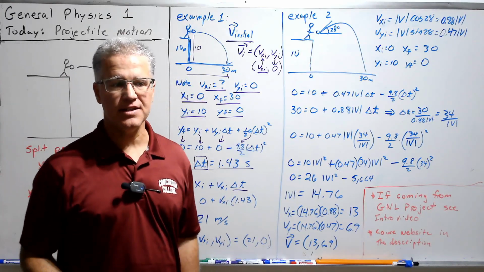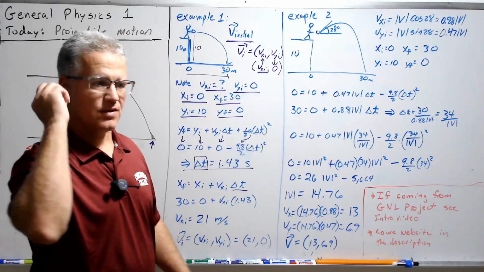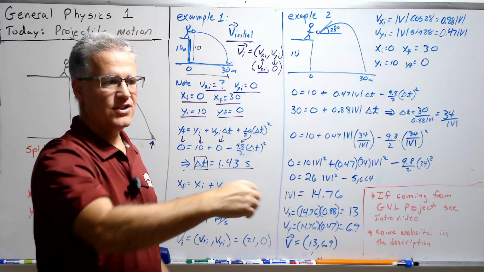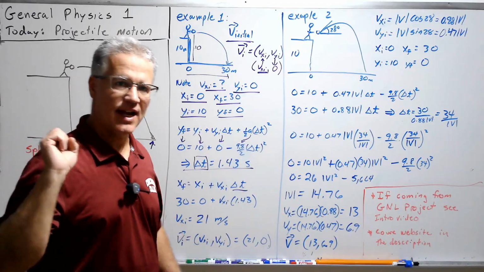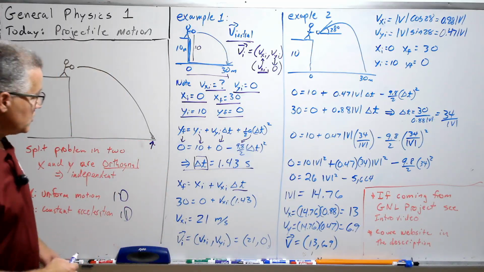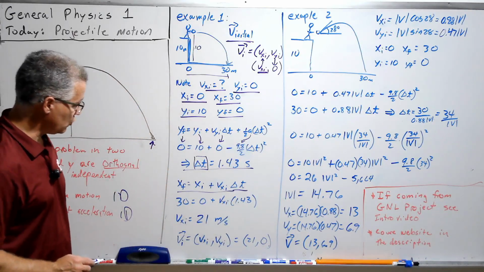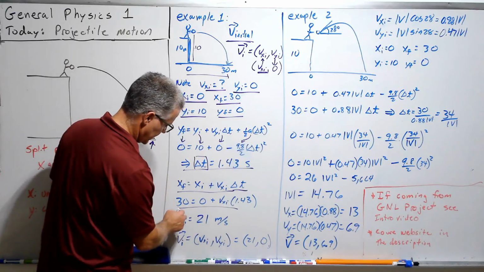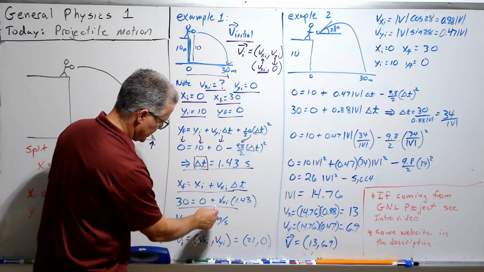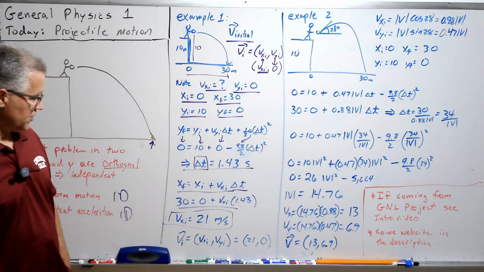The delta t that the x experiences is the same as what the y experiences, right? Because that's just the time from when the ball left the hand to when it hit the ground. So it's undergoing vertical motion and horizontal motion during that same time interval. So we just use our simple kinematic equation for one-dimensional uniform motion, and we get a value of 21 meters per second.